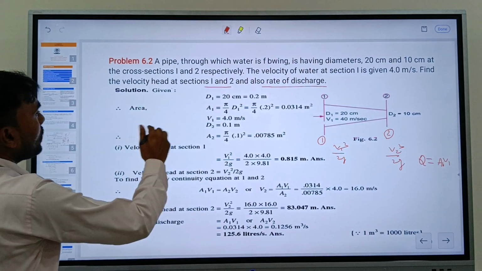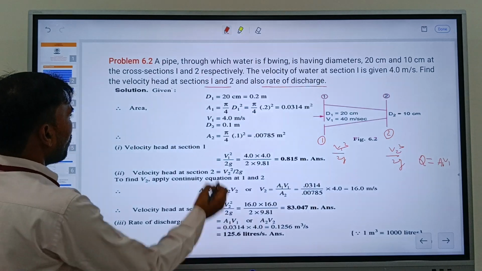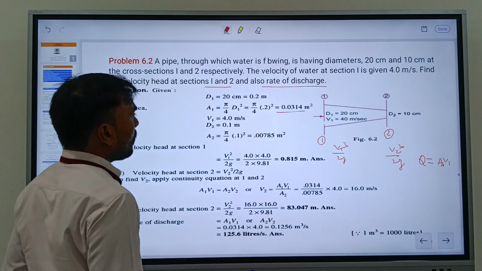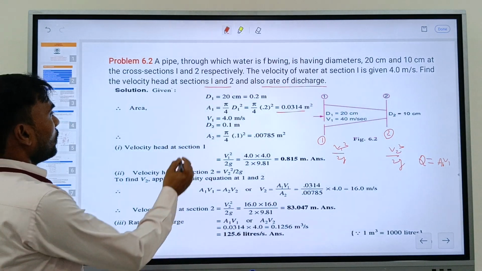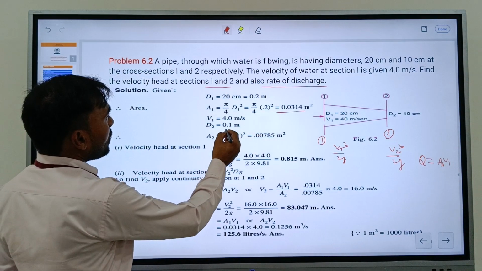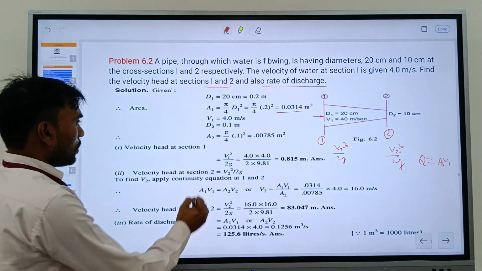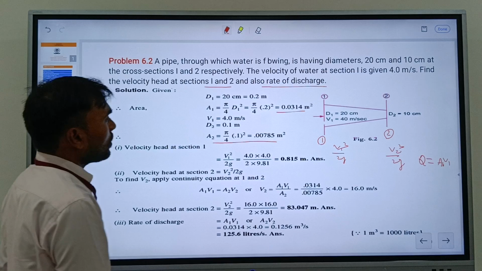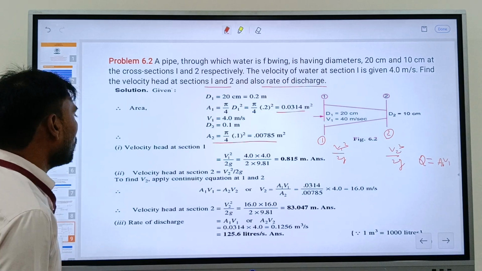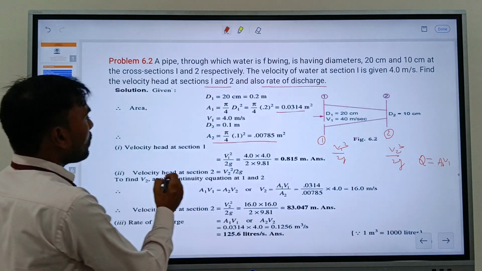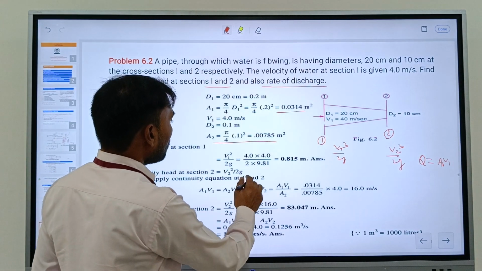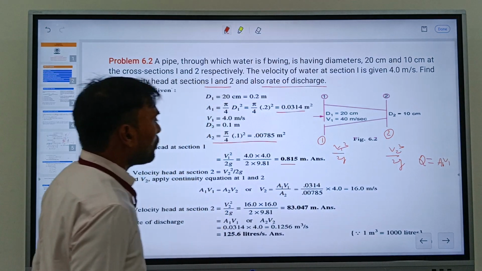So put all the given values. D1 equal to 20 cm will be equal to 0.2 meter. Area of cross section 1 will be pi by 4 D1 square because it is circular. So it will be equal to 0.0314 meter square. V1 will be 4.0 meter per second and D2 is given 0.1 meter. Similarly, A2 can be calculated as pi by 4 D2 square, so it will be equal to 0.0075 meter square. Now velocity head at section 1 can be calculated using V1 square by 2g. Put the values of V and g. So it will be equal to 0.815 meter.